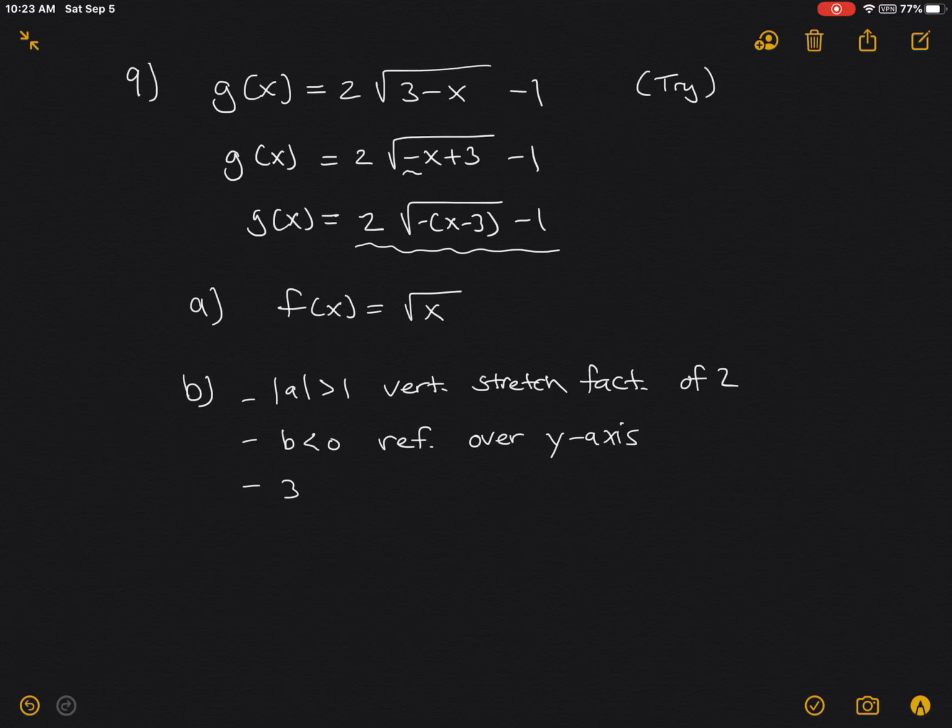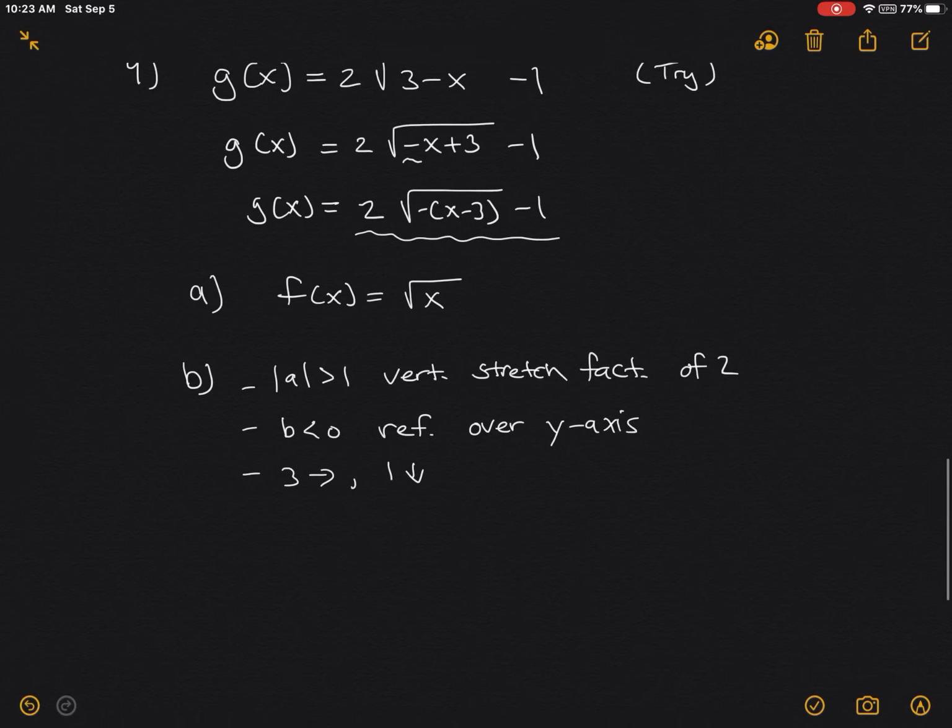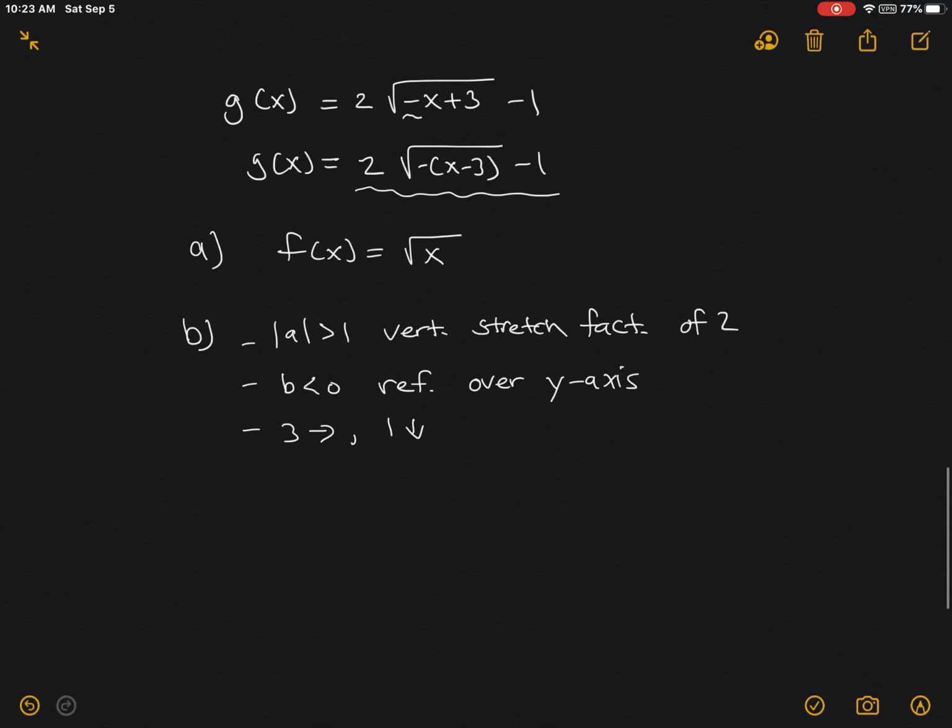And last but not least, 3 units to the right and 1 unit down. Okay, so if you wrote all 3 of these different transformations, or I guess you can call it 4, depending on if you want to include 3 to the right, 1 unit down as an extra one, then you did it correctly.